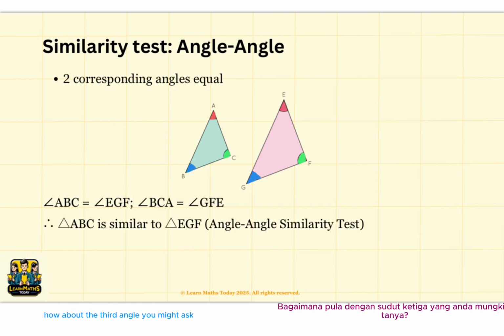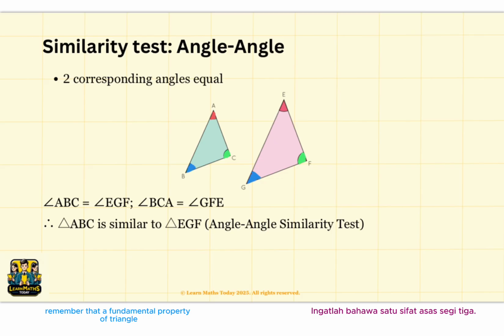How about the third angle, you might ask? Remember that a fundamental property of triangles says that the sum of the angles in a triangle is always 180 degrees. If we have two angles that are the same, then the third angle must also be equal. Therefore, we can conclude that triangle ABC is similar to triangle EGF using the angle-angle similarity test. The AA test is very useful in practice. Angles are usually easier to identify and to measure than side lengths, especially in geometric diagrams.